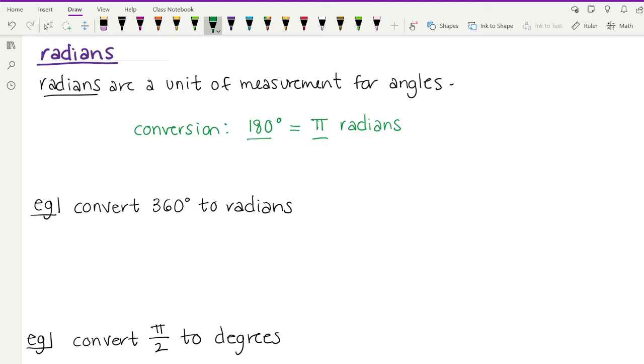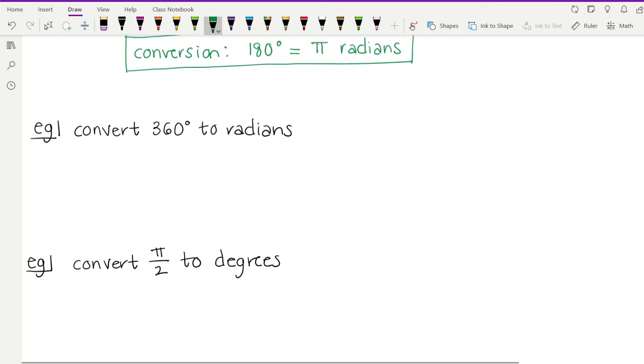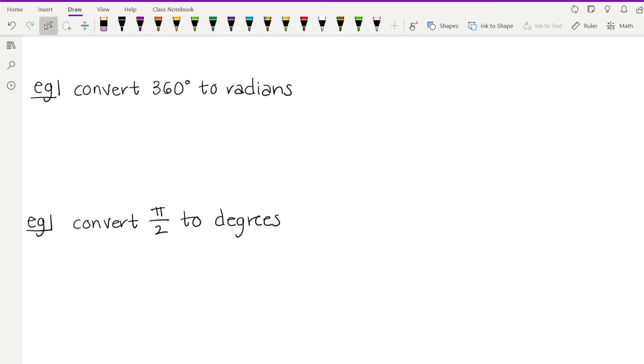Okay, so using this fact that we just established, the fact that 180 degrees is equivalent to pi radians, I want to do just a couple of quick, easy conversions, and then we'll get into some more kind of complicated examples.